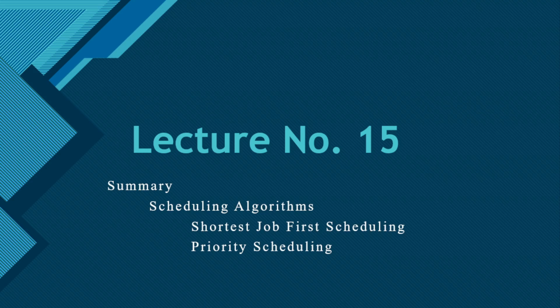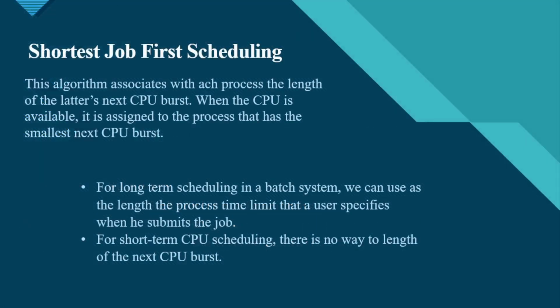Lecture number 15. Summary of the scheduling algorithms, which are shortest job first scheduling and priority scheduling. Shortest job first scheduling associates with each process the length of the process's next CPU burst. When the CPU is available, it is assigned to the process that has the smallest next CPU burst.